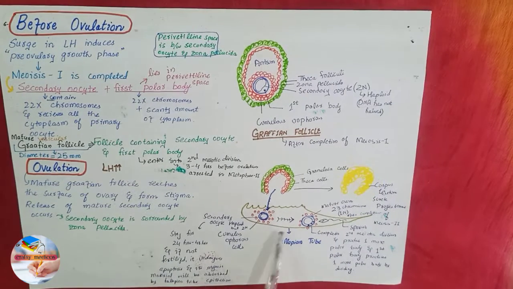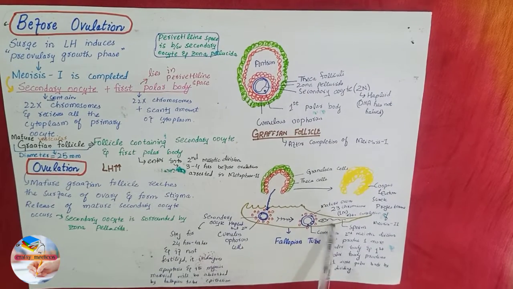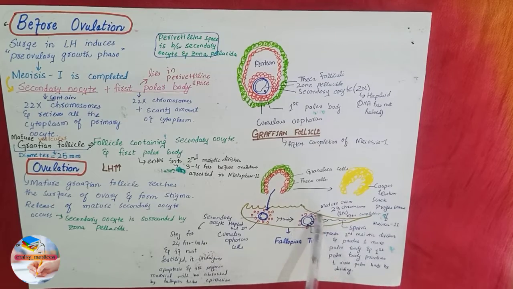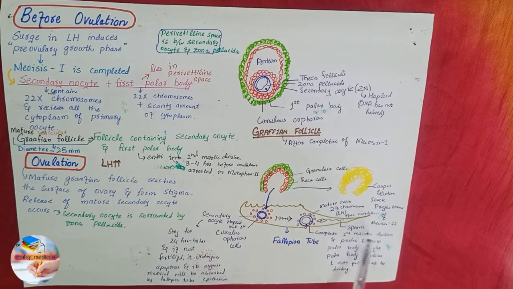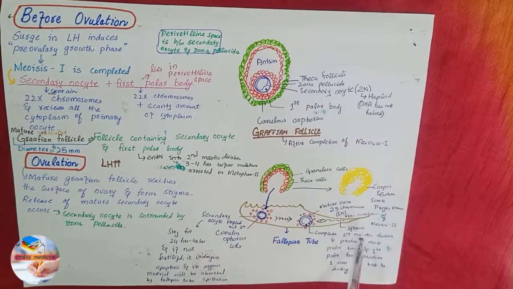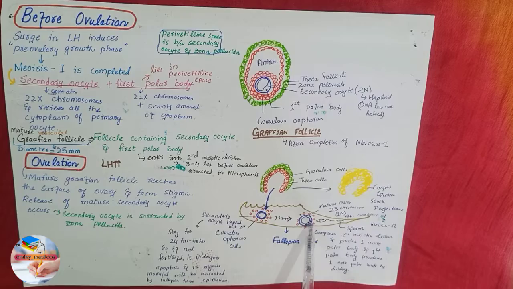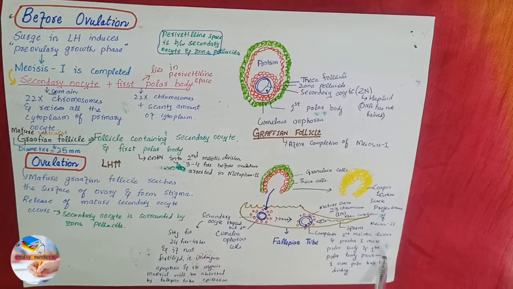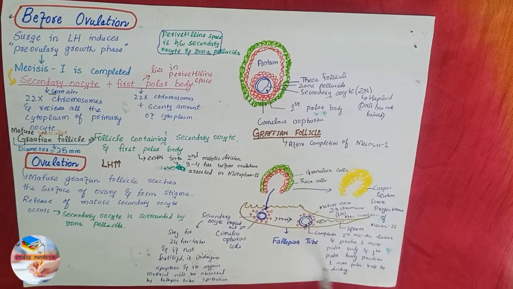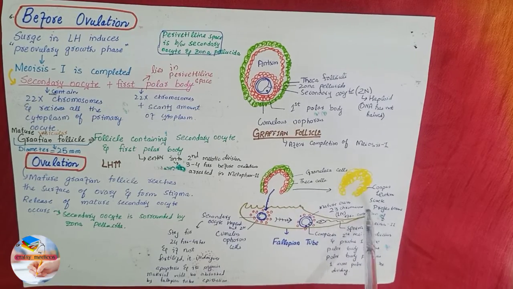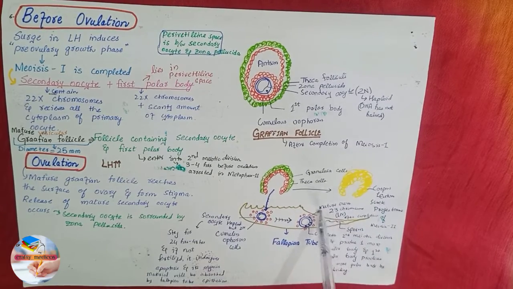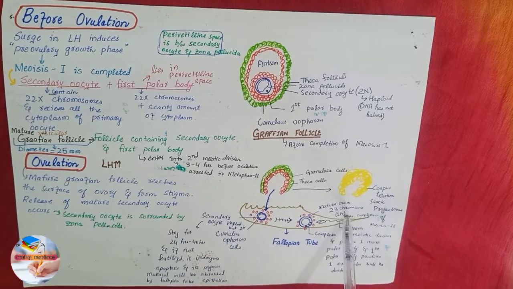After ovulation of the secondary oocyte, if a sperm comes into contact and fertilizes this ovum, it will immediately complete its second meiotic division and produce one more polar body, that is the second polar body. The first polar body will also produce one more polar body, and these polar bodies will degenerate, and this secondary oocyte is now converted into the mature ovum, which has the haploid number of chromosomes and haploid DNA, which is 1n and 23 chromosomes.